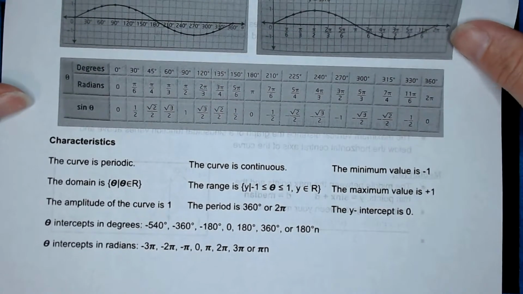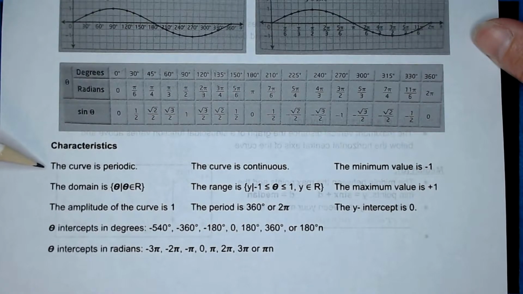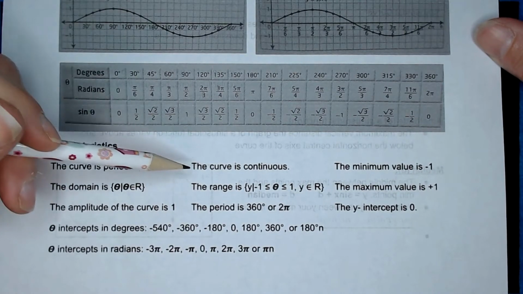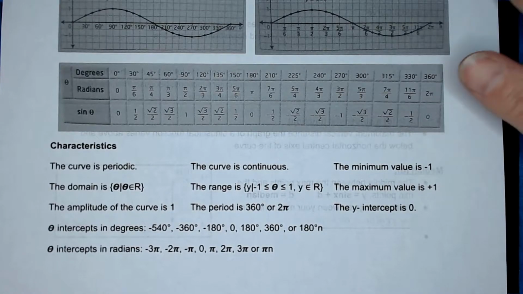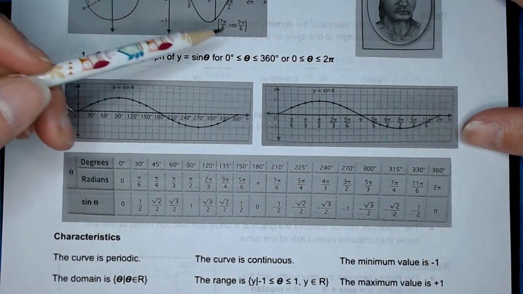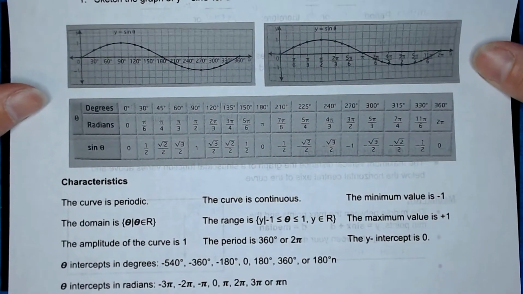But the graph of y equals sine theta has some characteristics. The curve is periodic and it's continuous, so it continues off into infinity. If we kept plotting points, it would just carry on infinitely in both directions. But we're given a domain and restrictions on our domain here, so you just keep it within those x values.